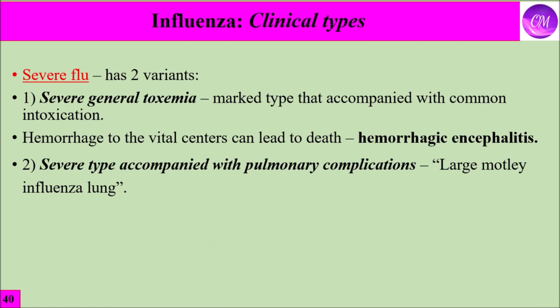Severe flu has two variants. First, severe general toxemia, this marked type is accompanied with common intoxication, and hemorrhage to the vital centers can lead to death, which we call the hemorrhagic encephalitis. And the second type is accompanied with pulmonary complications, and these lungs we call the large motley influenza lung.